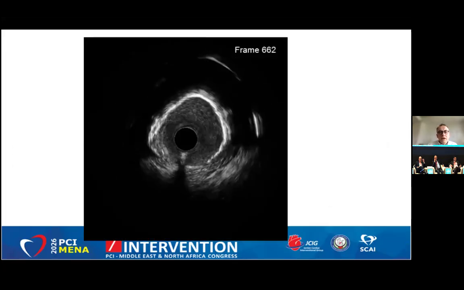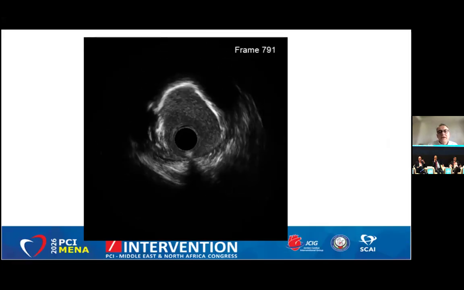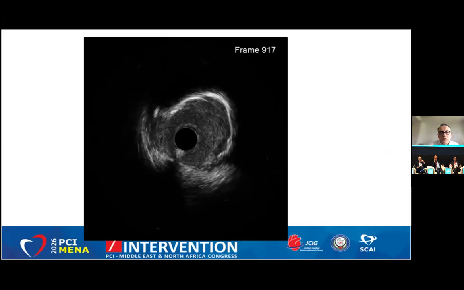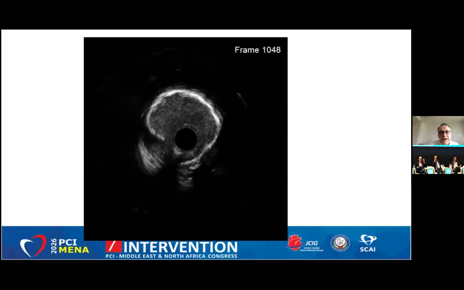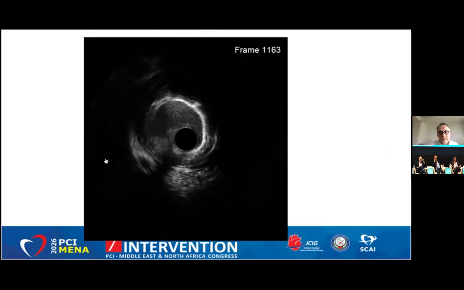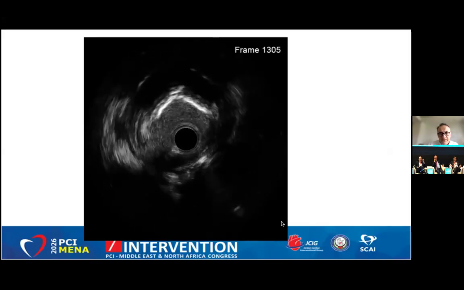And then we did IVUS. IVUS tells us severe calcification. We did this just before IVUS, so we were able to cross with IVUS, but you see calcification all the way. And this calcification is almost circular, most of the time larger than 270 degrees.